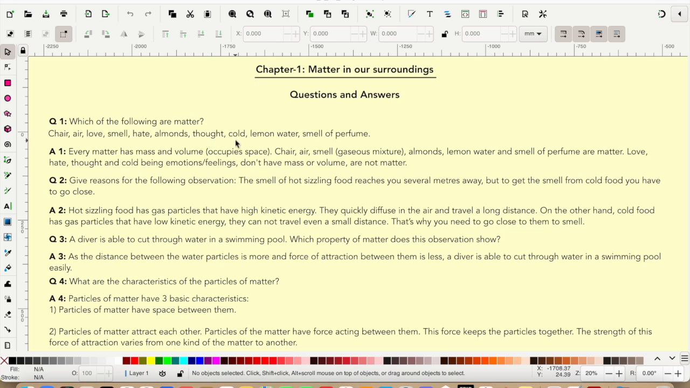Thought is a feeling. It is not a matter. Cold is a feeling. It is not a matter. Lemon water is a matter. Smell of perfume. It is a matter as it contains gas particles.